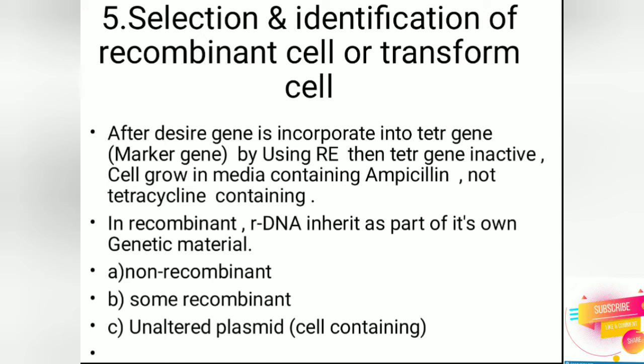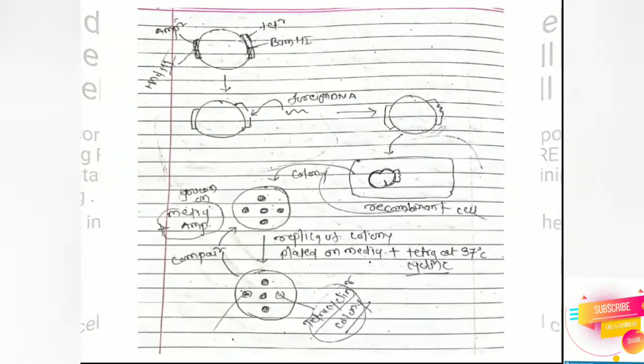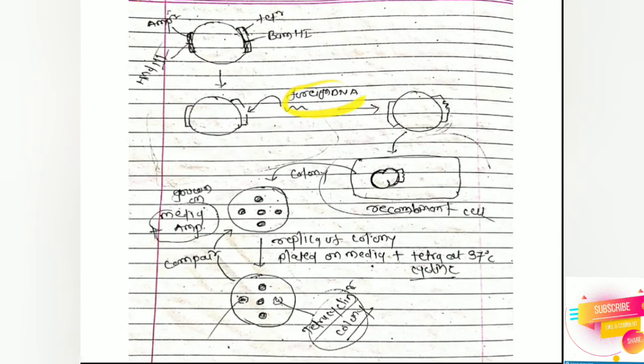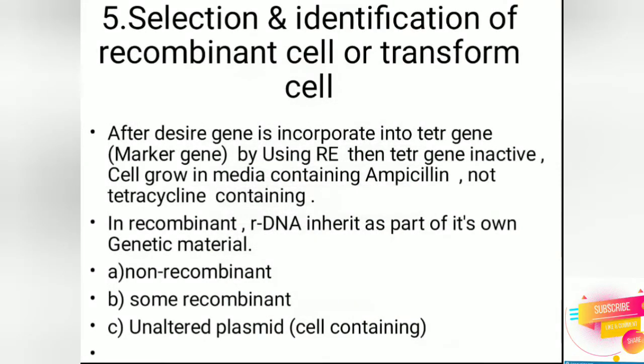We can see it now in detail. In a recombinant cell, the rDNA is inserted and inherited as its own part of the genetic material. So this foreign DNA becomes a part of the bacterial DNA, so it also multiplies with the bacterial DNA and is also expressed, not only incorporated but also expressed.